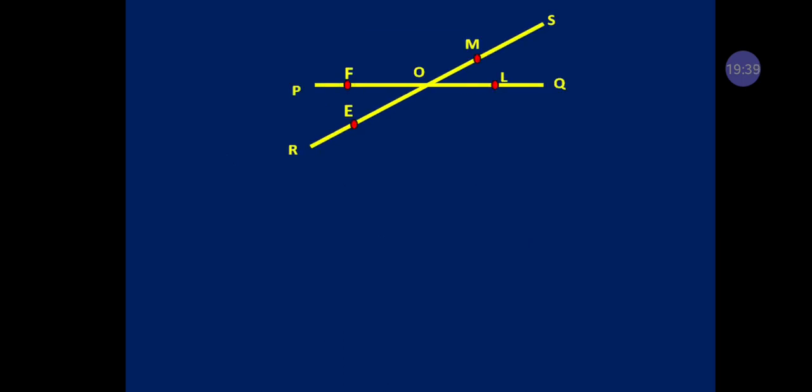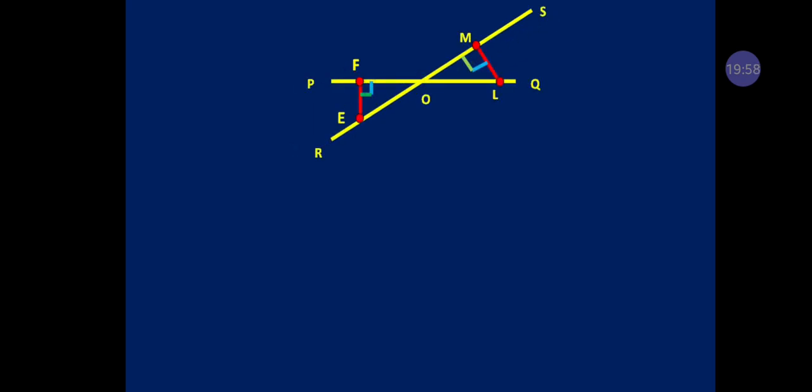Well, this is also taken from exercise 9.1, question number 4. Here are two lines PQ and RS, and L, F are two points on PQ, and you can see from the picture M, E are two points on RS. What we need to do here is draw two perpendicular lines from PQ to RS, that means LM and EF. Actually, LMO is equal to 90 degrees and EFO is 90 degrees from the picture.